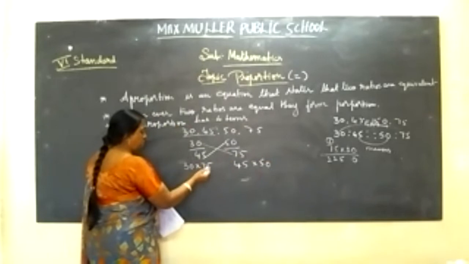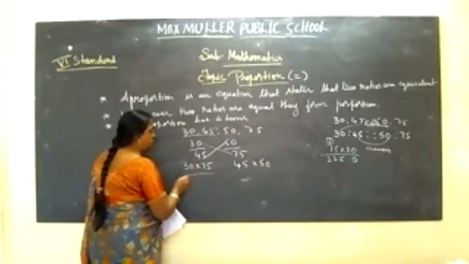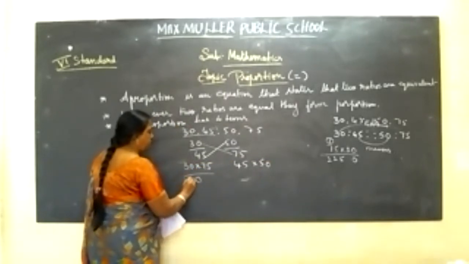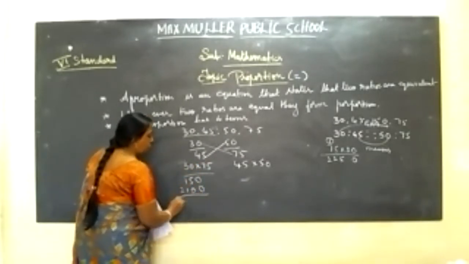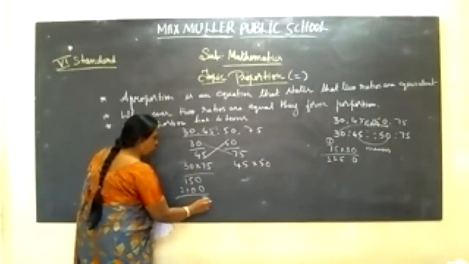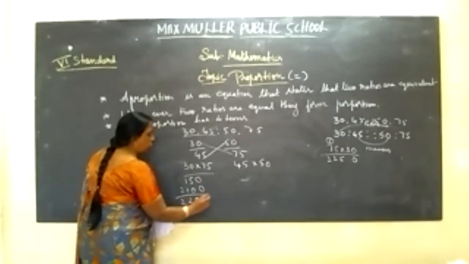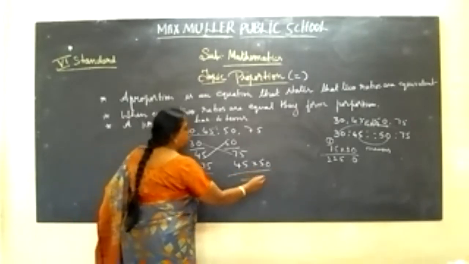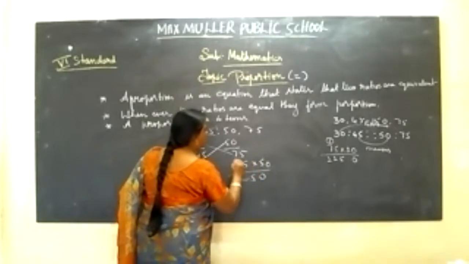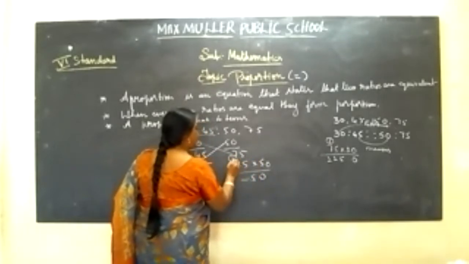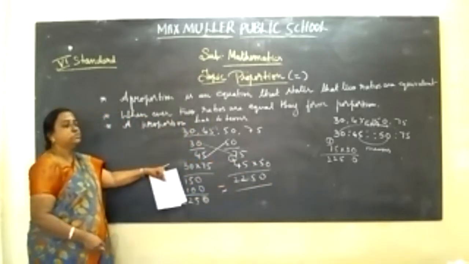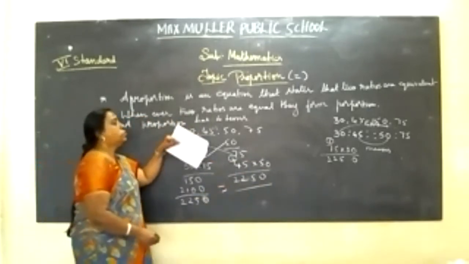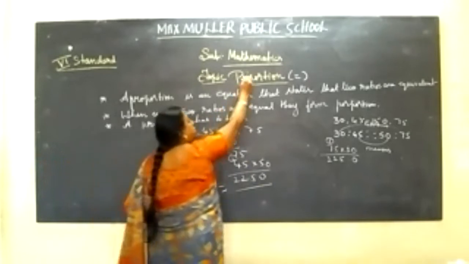See how to multiply this. 5 zeros are 0, 7 threes are 15, 0, 7, 0, 21. 0, 5, 2, 2. If you go this side, 0, 5 5s are 25, 2 carry, 4 5s are 20, 21, 22. So here also we got the same answer. So they are in proportion. So we can find by using any method.